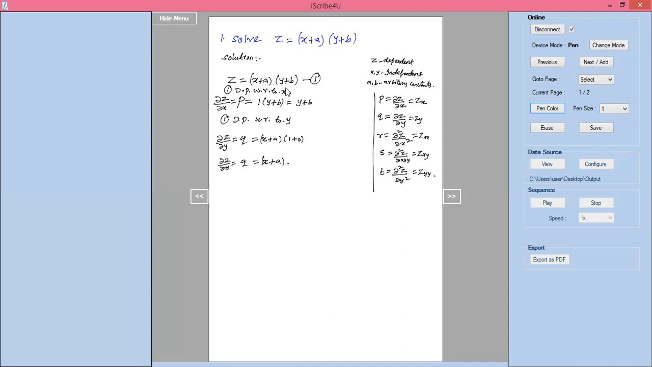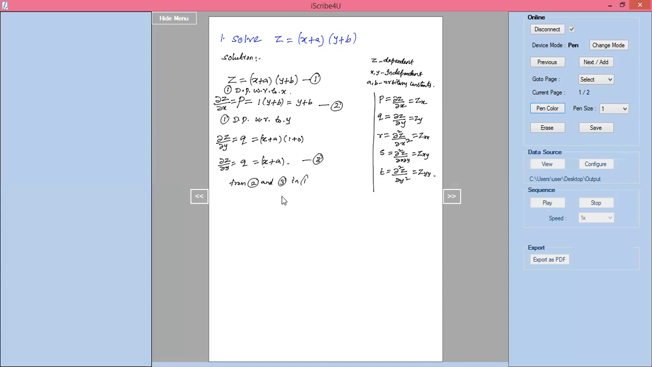Now, this one I can take as equation number 2, and this one I'll take as equation number 3. Now, what is our aim? I have to eliminate this a and b. Whatever arithmetic operations you can do, you should eliminate that a and b. So, to eliminate that, in the place of x plus a, I'm going to put q, and in the place of y plus b, I'm going to put p. That means from equation 2 and equation 3 in equation 1.